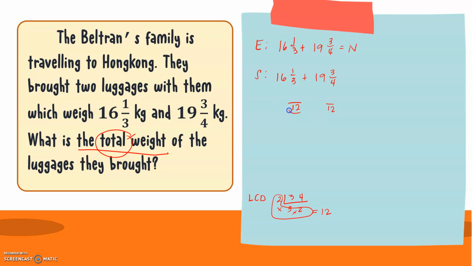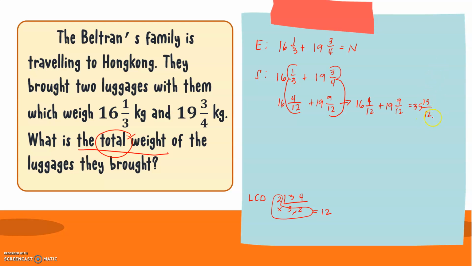Now let's find the new numerator. 12 divided by 3 is 4 times 1, that's 4. 12 divided by 4 is 3 times 3, that is 9. Then we copy the whole numbers. So we now have 16 and 4 twelves plus 19 and 9 twelves. 4 plus 9 is 13. We copy the common denominator, which is 12. Then we add 16 and 19, and that will give us 35.